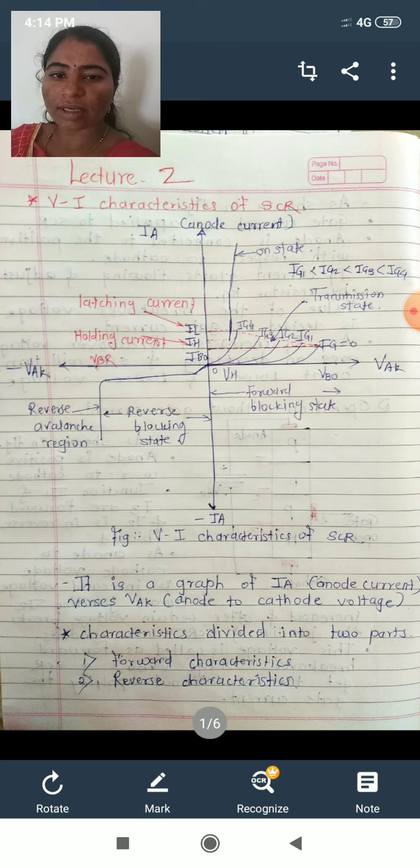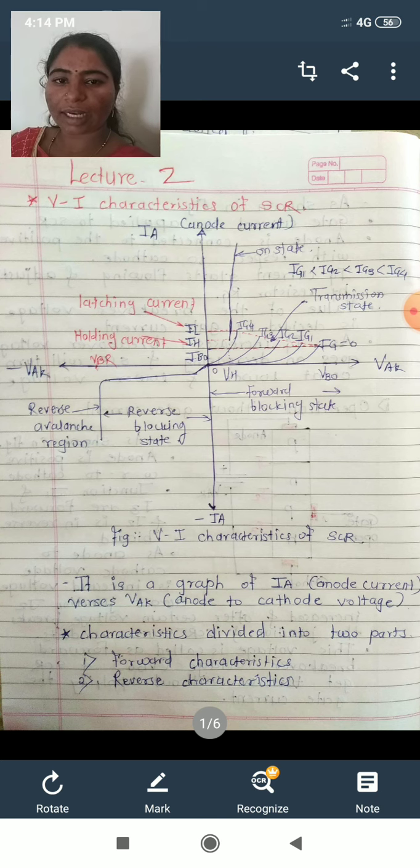In this forward blocking state, initially we apply a high voltage and the current flowing through it is very small. In other words, we can say that the current flowing through the SCR is a leakage current and the voltage applied is very high. In this case, SCR is in off state. When applied voltage goes from 0 to breakover voltage, the SCR is in off state, called a forward blocking state. Means in forward blocking state, SCR is in off condition.